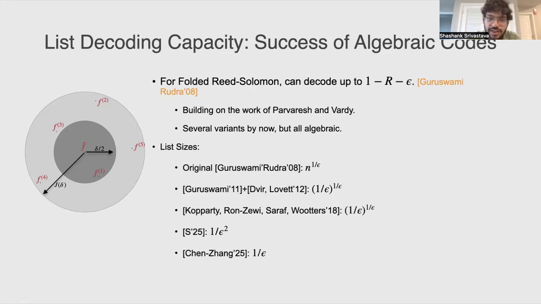Later, one of my works showed that the list size for folded Reed-Solomon codes is 1 over epsilon squared, and in an independent but concurrent work, Chen and Zhang showed the optimal list size of 1 over epsilon for folded Reed-Solomon codes at radius 1 minus R minus epsilon.